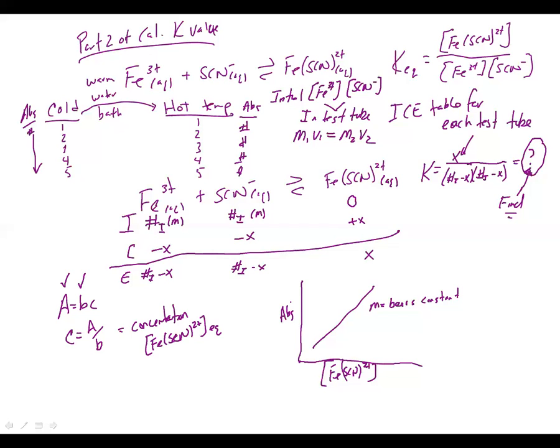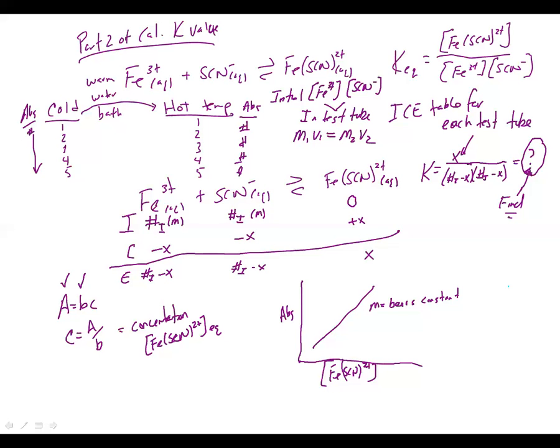So here's where we're going to use the Beer's constant that you got from your graph from part 1. You're also going to use the absorbance values for each of these test tubes in the cold and hot to figure out the concentration of your product at equilibrium. Any questions on that up until this point?